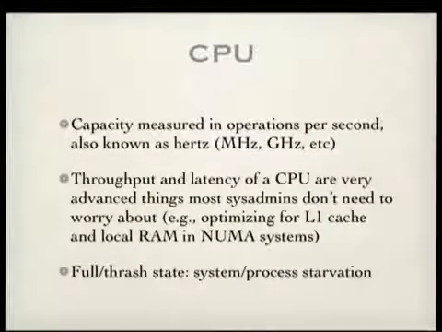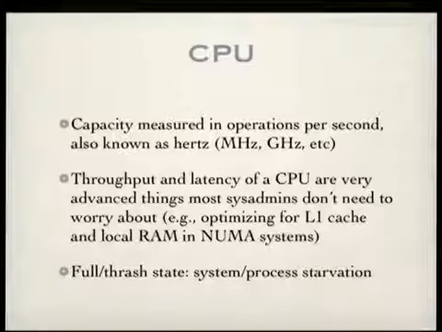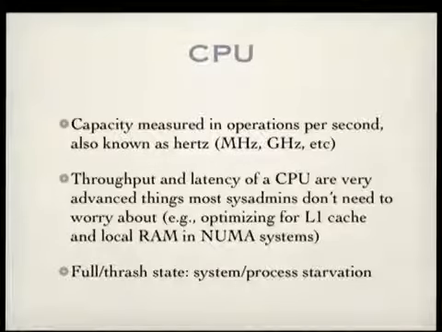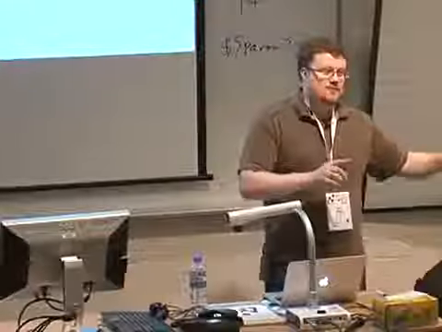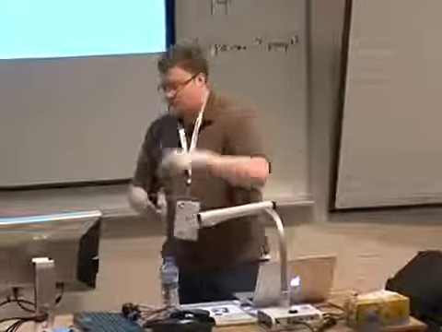Throughput and latency we're not going to talk a lot about here because it gets really complicated, especially when you start getting into NUMA and you start worrying about, well, a quarter of the RAM is on core 1 and a quarter of the RAM is on core 2, and the speed to access RAM on a different core is actually slower than the speed to access RAM on your core. We're not really going to go into that here.